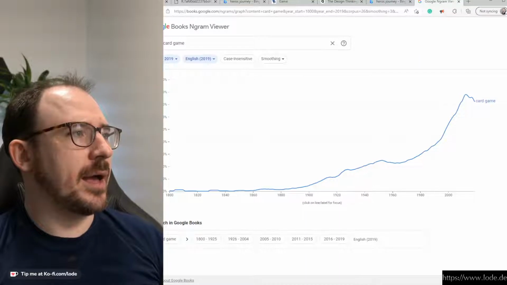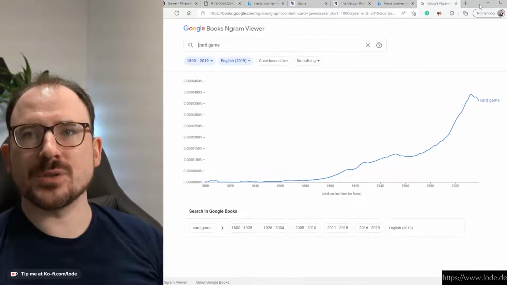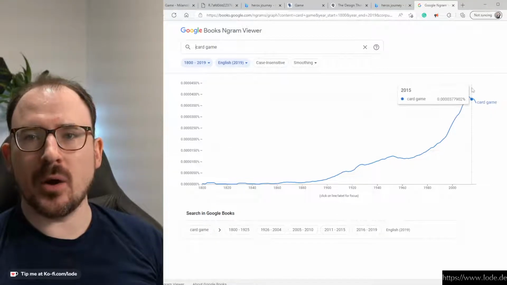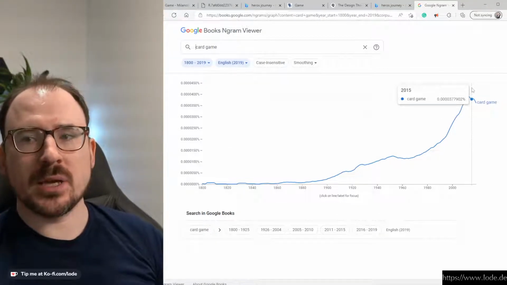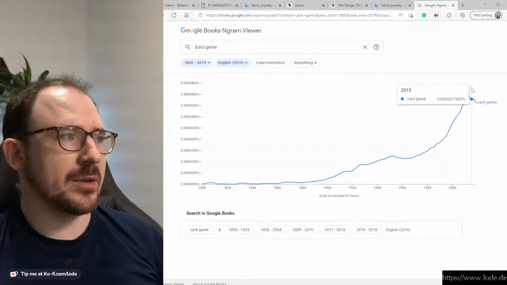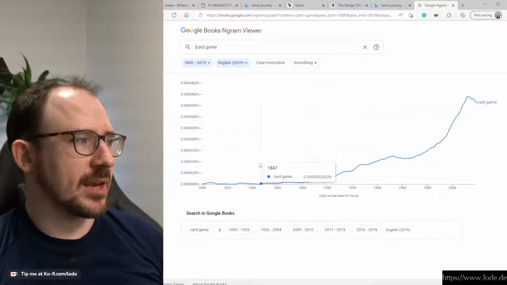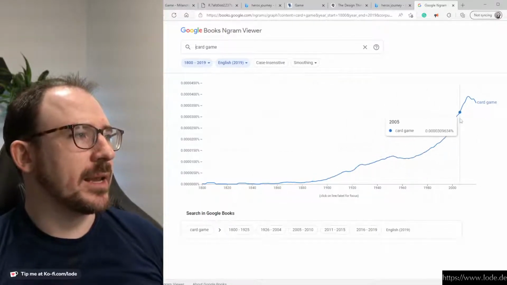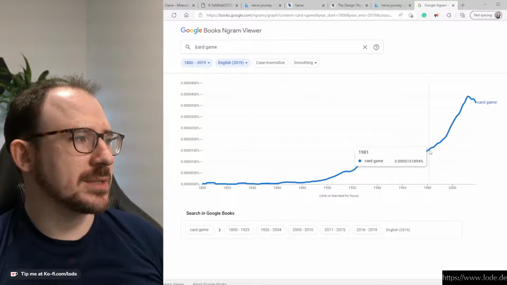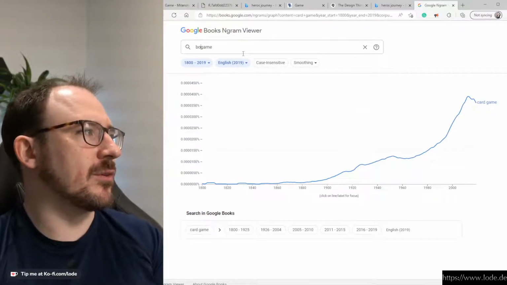For example, Ngram is about the mentioning of words in books, which is interesting. So basically also what people talk about, but in a more sophisticated form. Like you don't write a book every day, so it's a more sophisticated form. So you really see here a significant increase since the 80s in terms of card games, or same with board games.